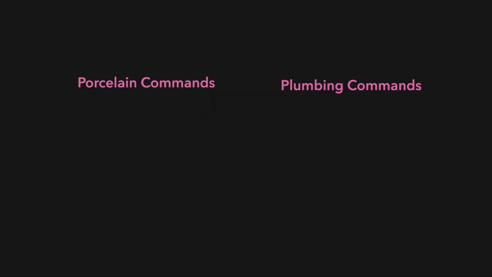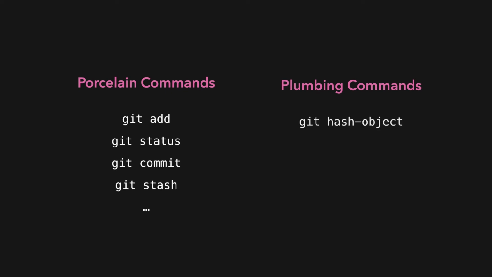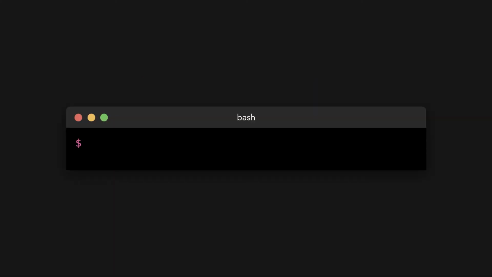Git has porcelain commands and plumbing commands. Porcelain commands are commands like git add, git status, git commit. They're easy for the user to remember. With plumbing commands, you get access to the internals of Git. Using some of Git's plumbing commands, we can create the hash ourselves. This is usually what happens when we execute the git commit command.